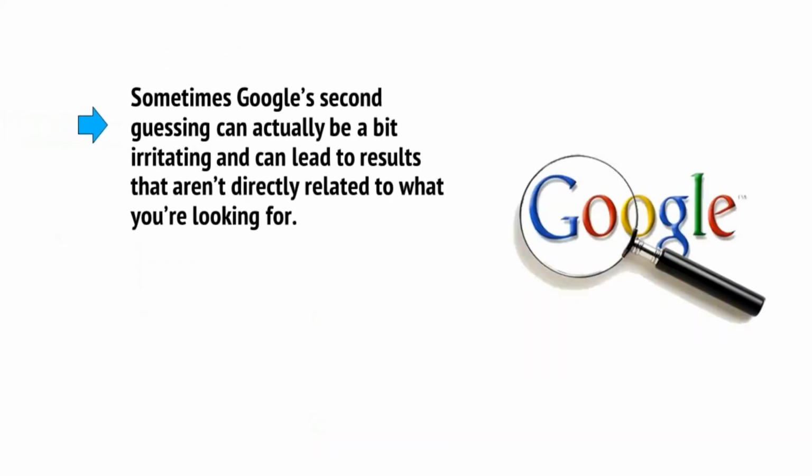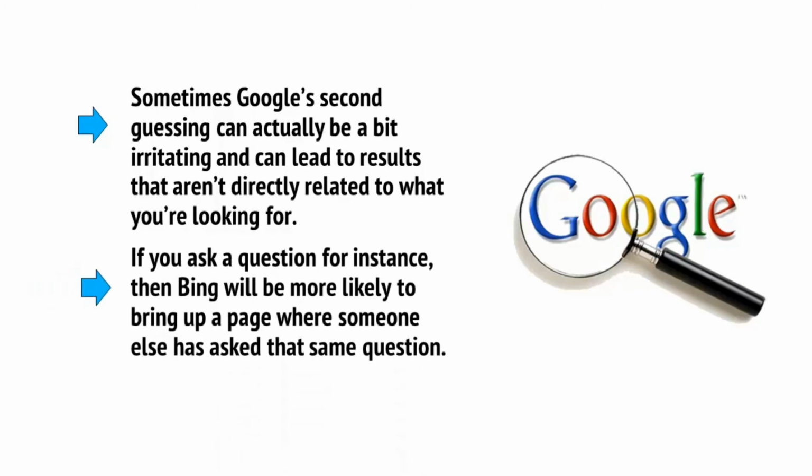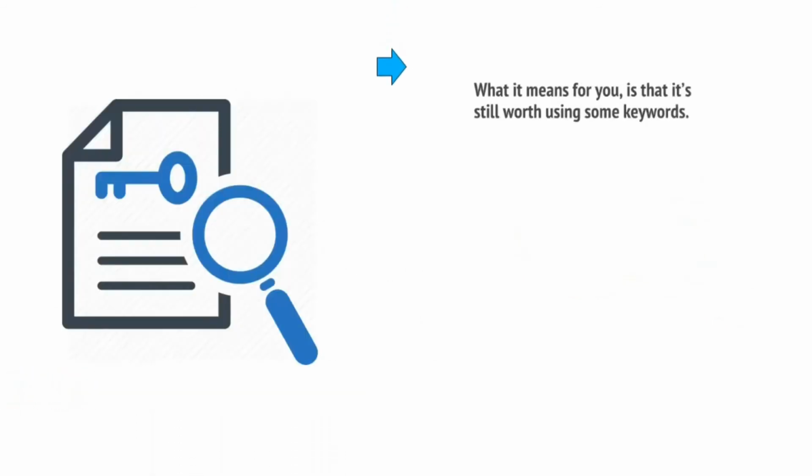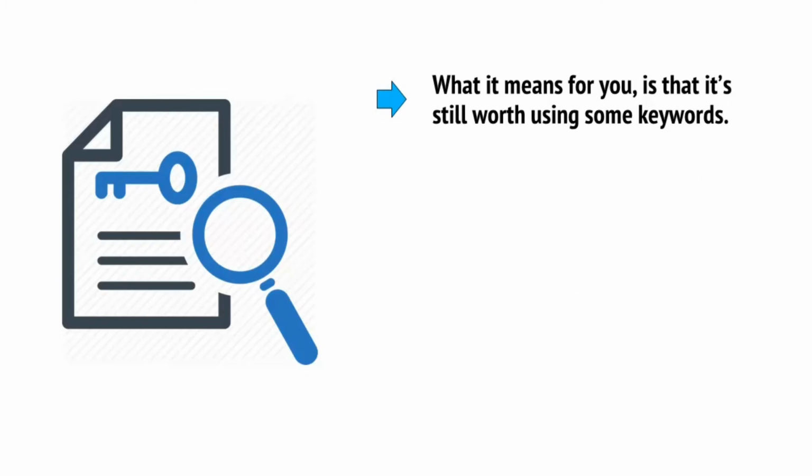Sometimes Google's second guessing can actually be a bit irritating and can lead to results that aren't directly related to what you're looking for. If you ask a question, for instance, then Bing will be more likely to bring up a page where someone else has asked the same question, and this can be very useful. But what it means for you is that it's still worth using some keywords.